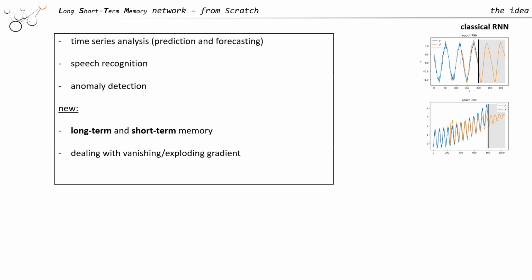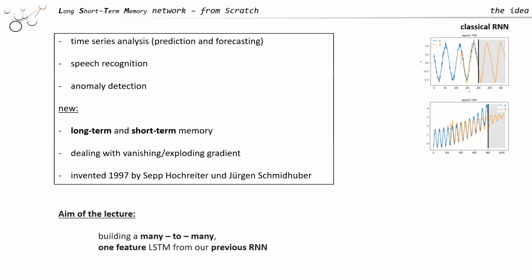And also you can apply it to more complex data. It was invented in 1997, so like 25 years after the classic RNN, by Sepp Hochreiter and Jürgen Schmidhuber. It was a PhD thesis, by the way, and was published then, and of course was very successful and has been used successfully. And that's the aim of our lectures, that we kind of rebuild such an LSTM.